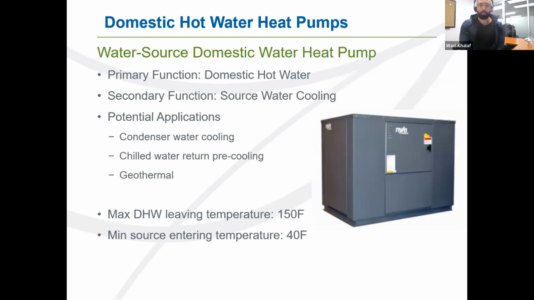Same concept, but a water source heat pump. Again, primary function, produce hot water. Secondary function, I could use it as source water cooling. So I can tie it in series with a cooling tower and allow my cooling tower to have less load on it by pre-cooling the water going to the cooling tower. I could connect it to my chilled water return loops. I can allow my chillers to unload while using that energy to produce domestic hot water. And same thing for geothermal. And again, same limitations in terms of domestic hot water leaving temperature and my minimum source entry temperature.